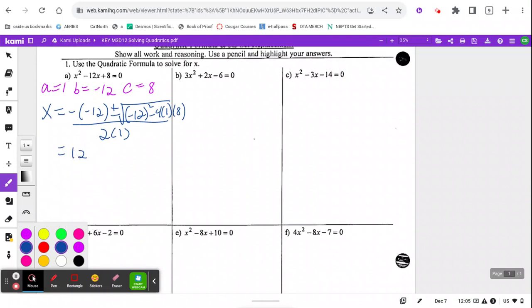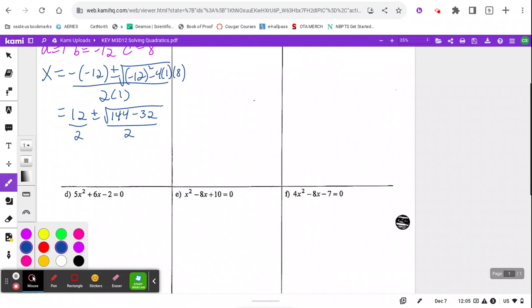Negative negative 12 becomes positive 12 over 2. I'm splitting this up. 144 minus 32. Okay, this is going to become 6 plus or minus, and then 144 minus 32. Grabbing my calculator, that's 112. And now this 112 gets split up. I think 4 can go in. Yes. Okay, let's try 16 dividing in.